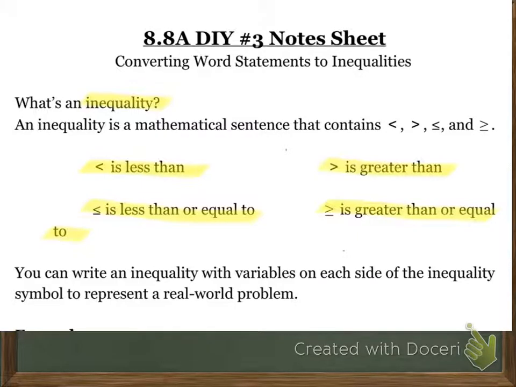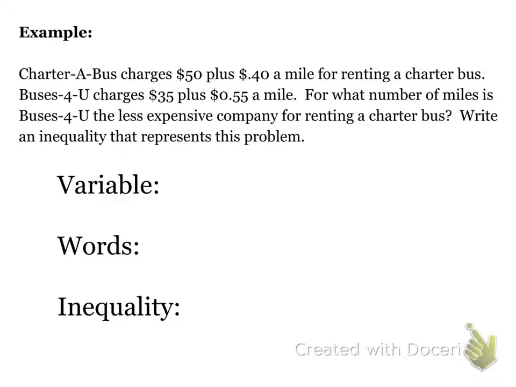And remember that variables are your unknown. That's represented by a letter, X, M, Y, any letter that you choose. So your first example problem is this. Charter a bus charges $50 plus 40 cents a mile for renting a charter bus. Buses for You charges $35 plus 55 cents a mile. For what number of miles is Buses for You the less expensive company for renting a charter bus? Write an inequality that represents this problem.